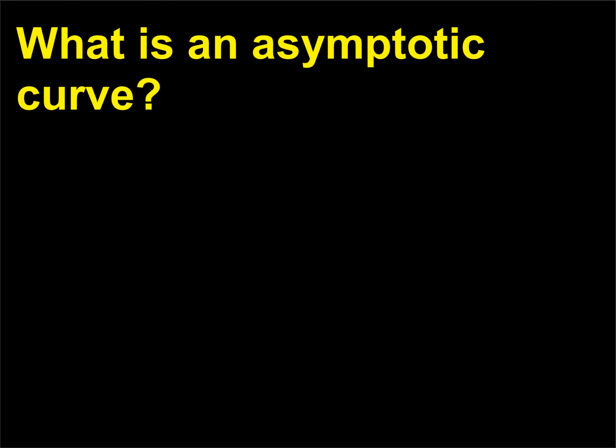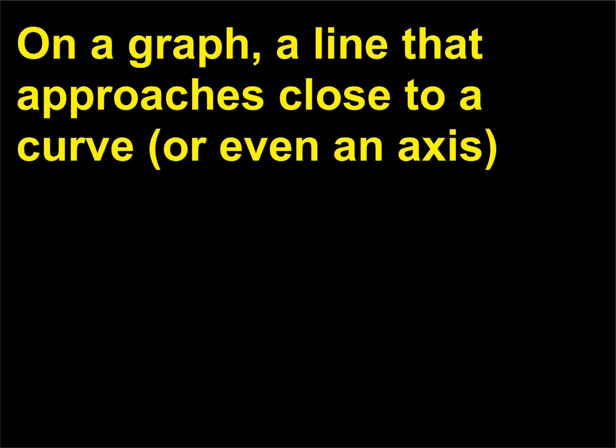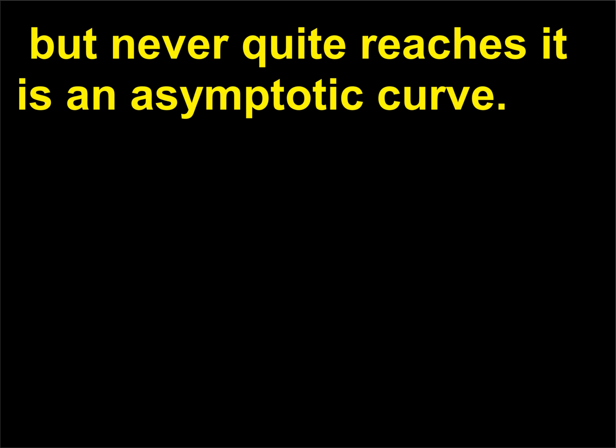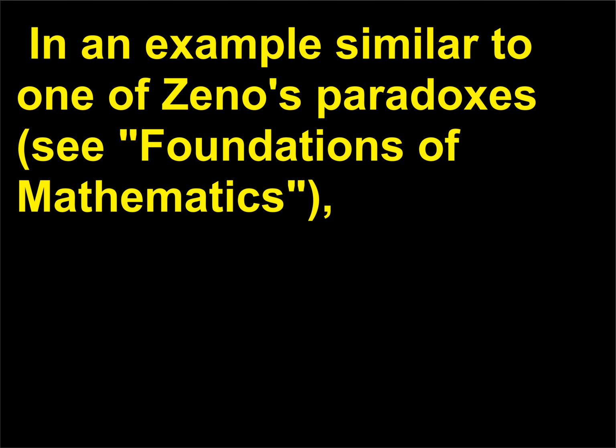What is an asymptotic curve? On a graph, a line that approaches close to a curve, or even an axis, but never quite reaches it, is an asymptotic curve. In an example similar to one of Zeno's paradoxes, see Foundations of Mathematics.